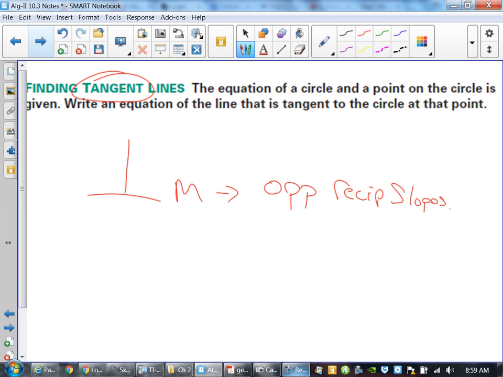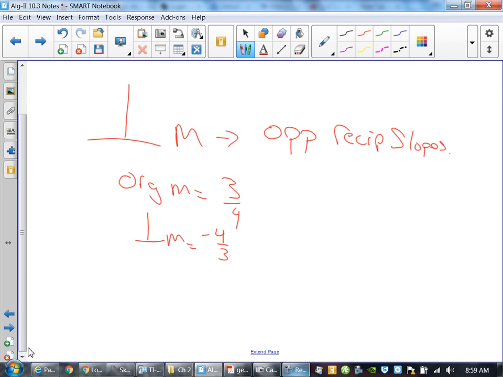For example, if I have an original slope, let's say it is 3/4, what would the perpendicular slope to that be? Good. So the perpendicular slope would be -4/3. Are you guys okay with me just using the perpendicular symbol? I don't like to write. Spelling is hard.